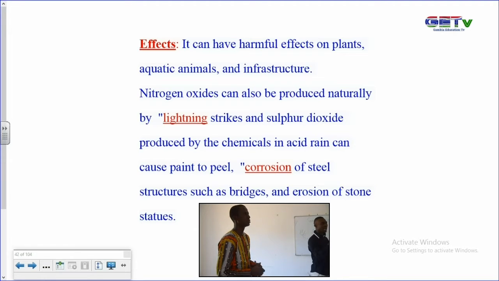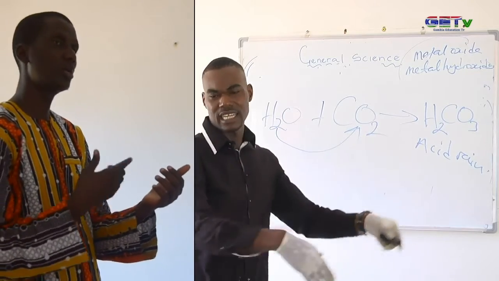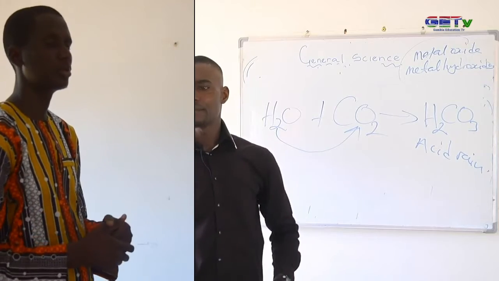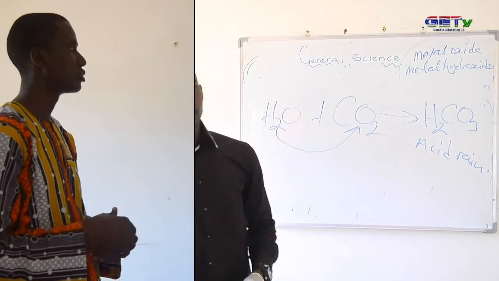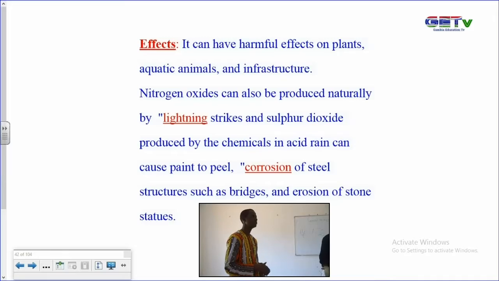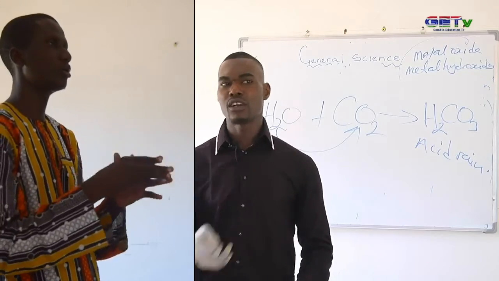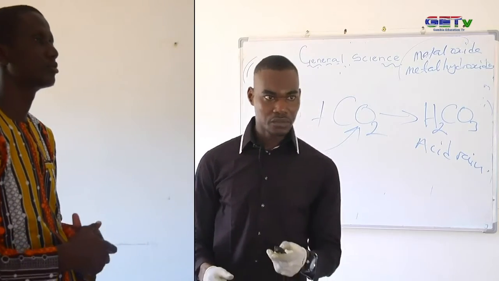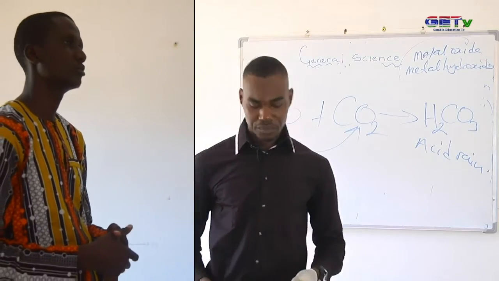Also, it has a harmful effect on aquatic animals, like the fishes in the water. Too much acid rain falling into the rivers and seas and oceans will kill the aquatic organisms in the water. Okay? Likewise, infrastructure. Acid rain destroys infrastructure. Our houses, the corrugated sheets, and so on, metal objects are mostly corroded because of acid rain. Okay? Good. So we move.